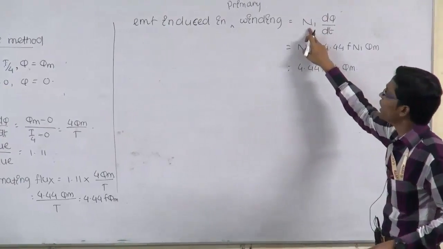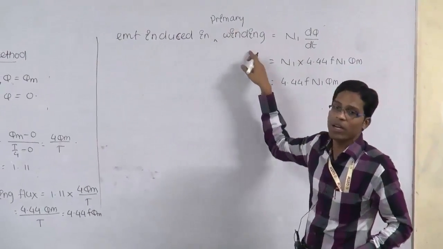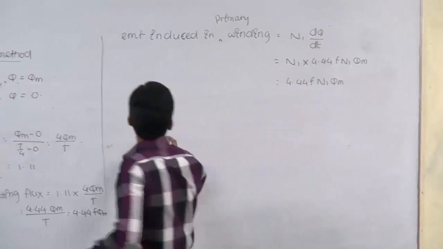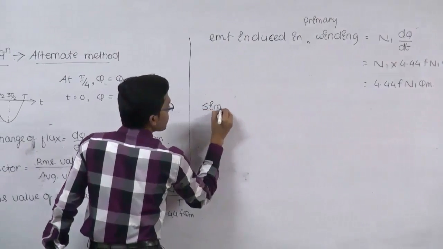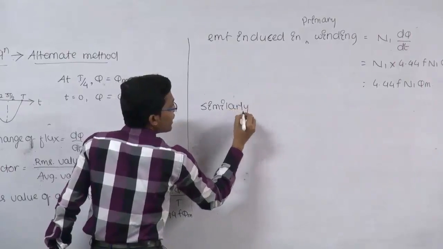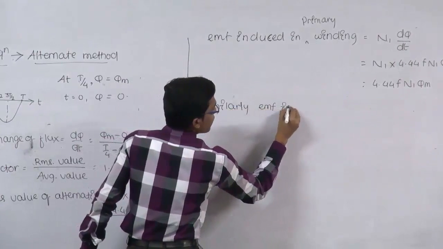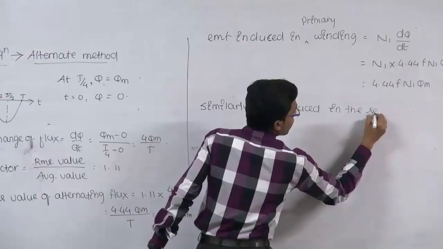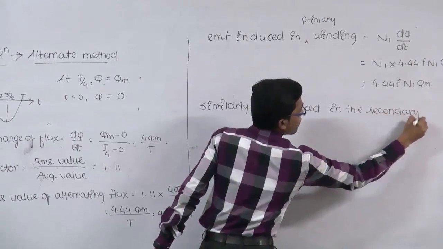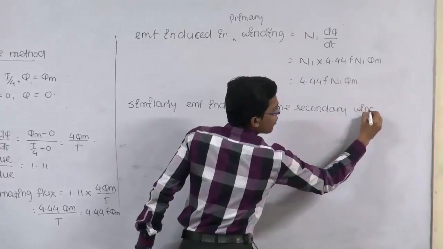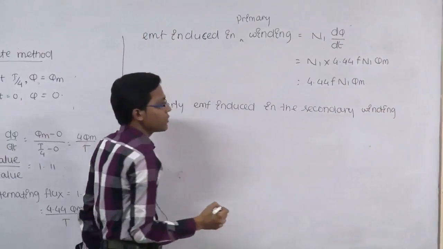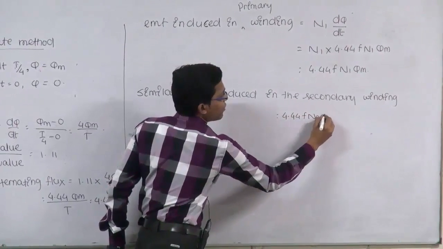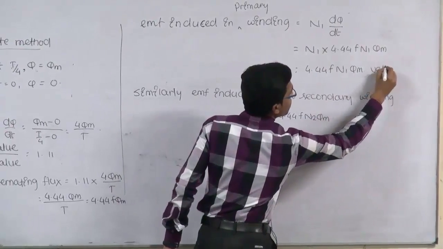So if you take this as N1, this is the EMF induced in the primary winding. If you are going for the secondary winding, just replace N1 by N2. Similarly, the EMF induced in the secondary winding will be given by 4.44 F N2 into phi m. Mention the unit volt here, and volt here also.